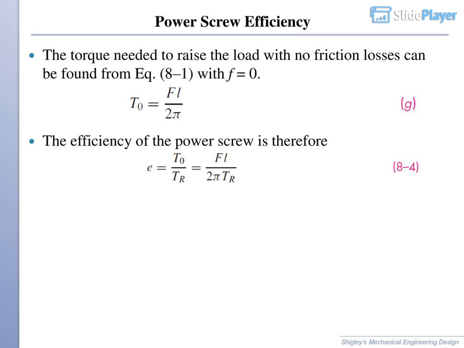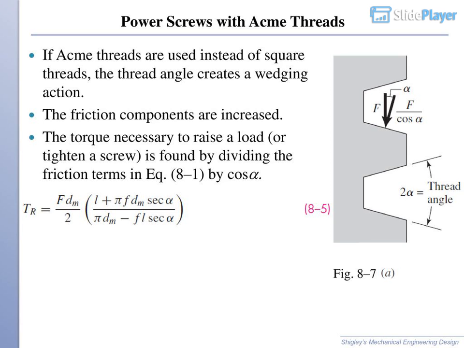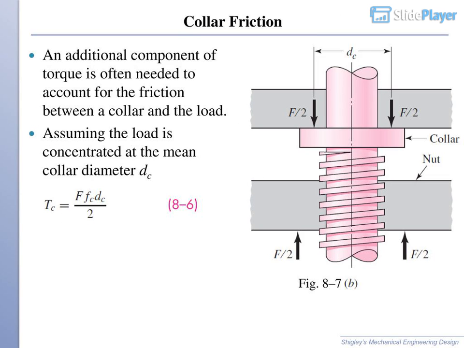Power screws with Acme threads. If Acme threads are used instead of square threads, the thread angle creates a wedging action. The friction components are increased. The torque necessary to raise a load, or tighten a screw, is found by dividing the friction terms in Eq. 8.1 by cos α. Figure 8.7.